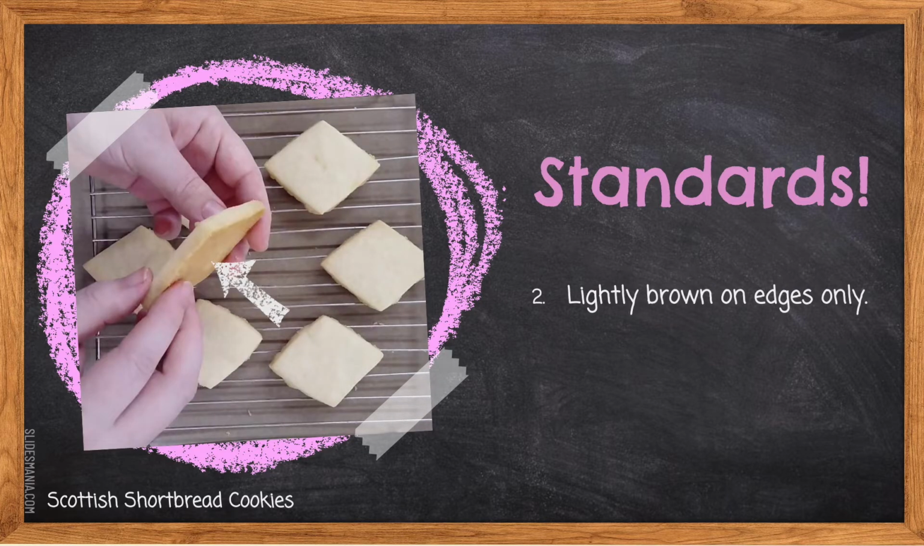2. Lightly brown on edges only. This means you took care to keep your oven temperature very low. Also, that you did not keep it in the oven for too long of a time. That you still had enough time to let it sit on the cookie sheet and firm up the 2 to 3 minutes without causing it to burn further on the bottom of the cookie. Remember, should be pale.